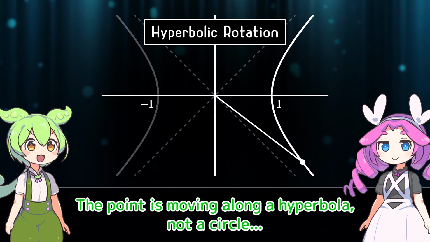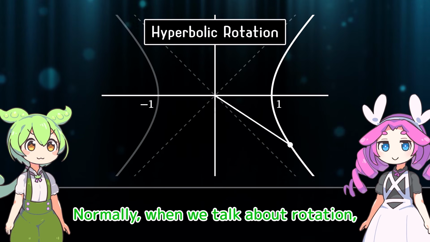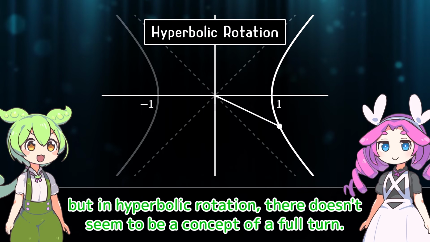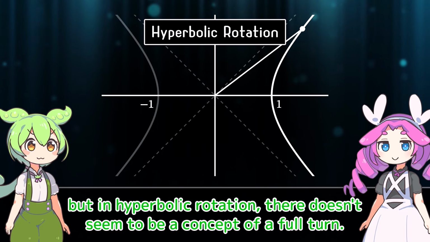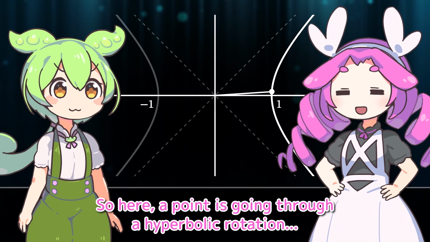The point is moving along a hyperbola, not a circle. Normally when we talk about rotation, a full turn brings a point back to its original position. But in hyperbolic rotation, there doesn't seem to be a concept of a full turn. It does feel quite different from normal rotation. So here, a point is going through a hyperbolic rotation.